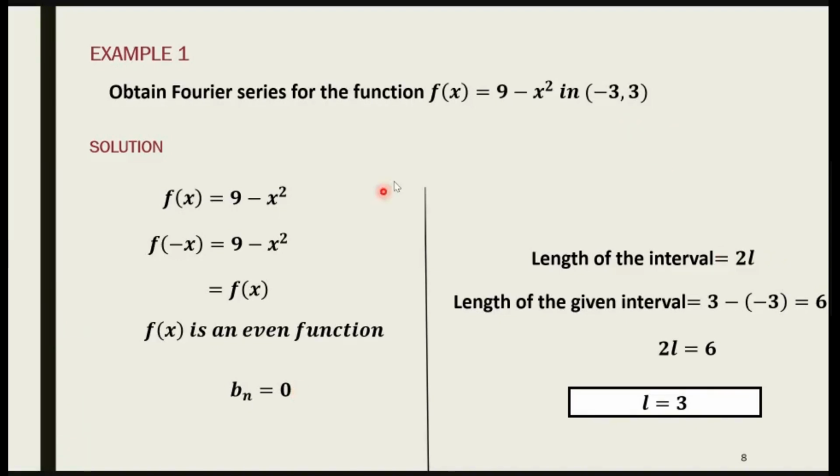So here f(x) is 9 minus x square, L is equal to 3. We have to calculate a0 and an. So now writing the formula for a0. Okay? This step, if you don't want to write the step, you can omit this. Directly you can write L is equal to 3 because we know that the Fourier series is defined in either 0 to 2L or minus L to plus L.